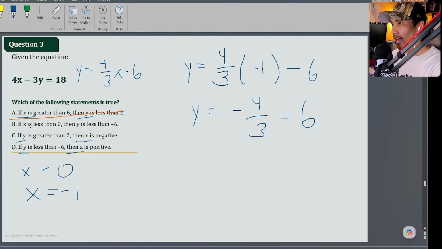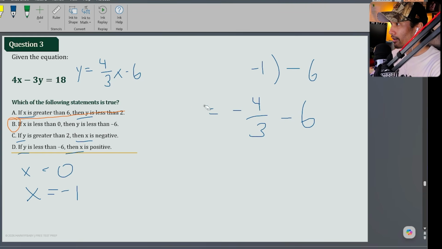So I have if x is less than 0, then y is less than negative 6. I don't have to fully solve this because I know that this number right here will make this number more or less than negative 6, because this is a negative number. So in fact, this answer choice is correct. And if I'm taking the test, I wouldn't go and test the other statements.